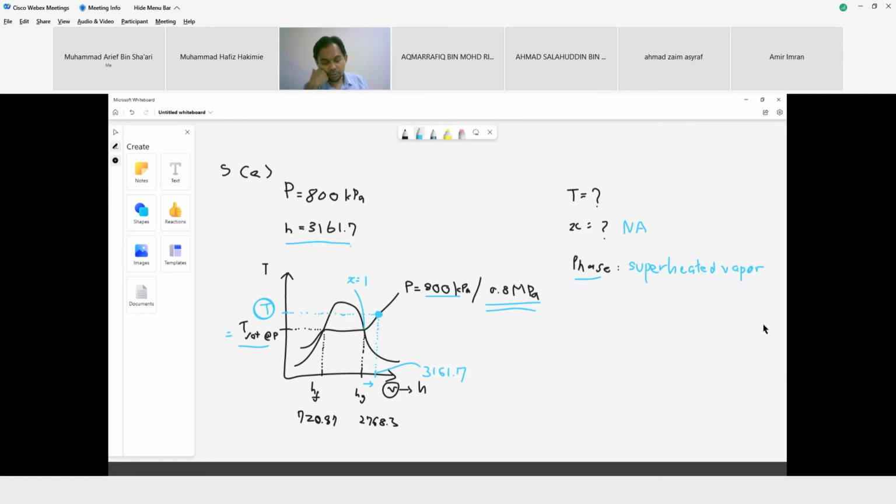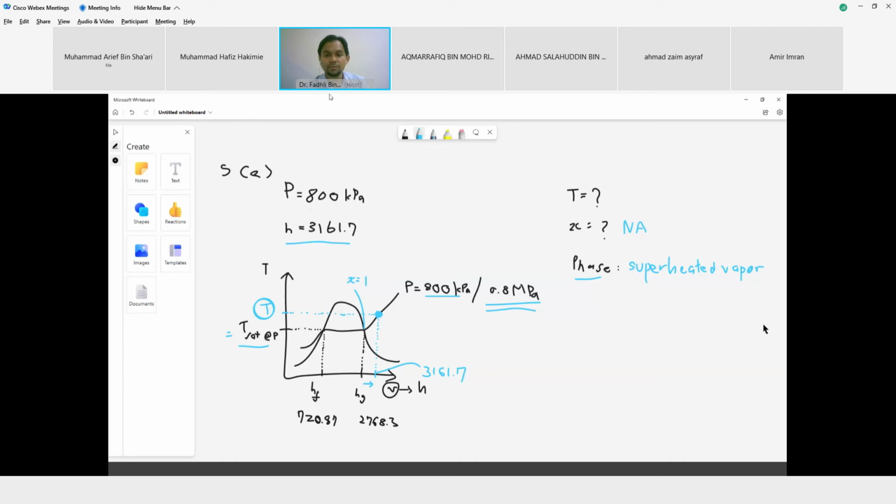Okay. So the given enthalpy is 3161.7. So you dapatkanlah nilai 3161.7 dalam list tersebut. Ada ke tidak? Tak ada kan? Yang ada adalah 3162.2 dan sebelumnya adalah 3056.9. Right. So nilai yang diberikan 3161.7 terletak di antara 3056.9 dan 3162.2.